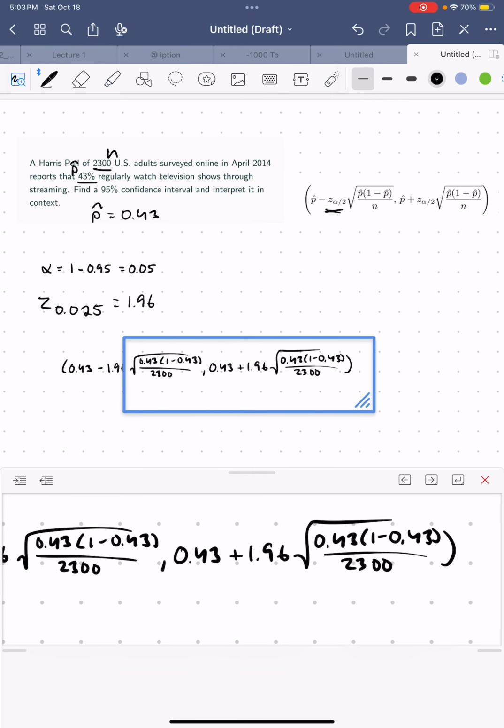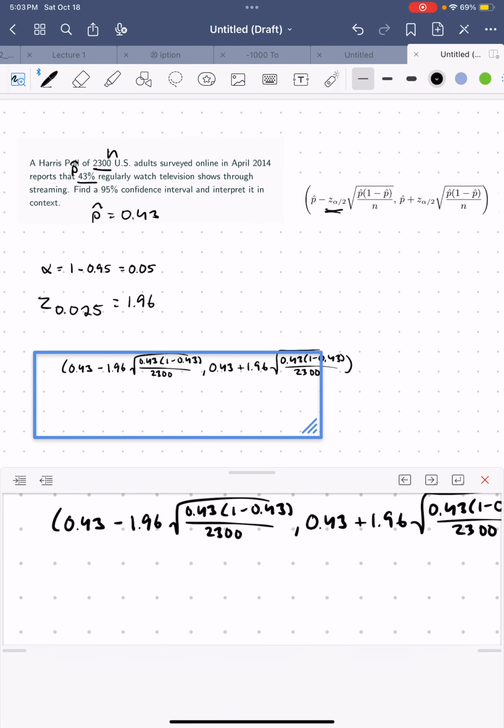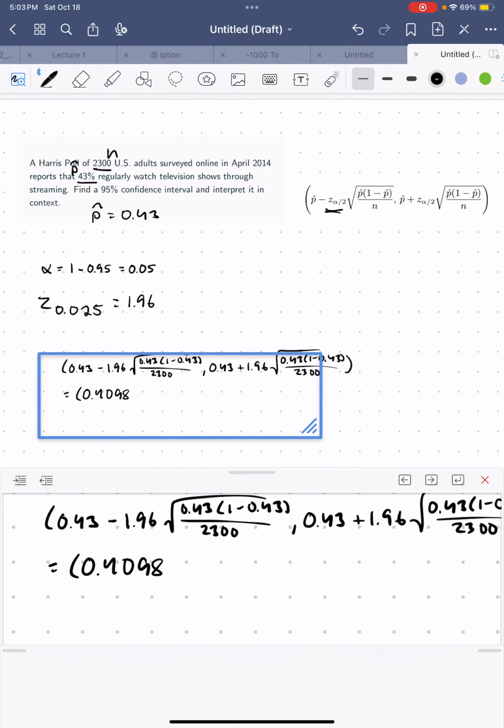And that's our confidence interval, and that is equal to 0.4098 and 0.4502.